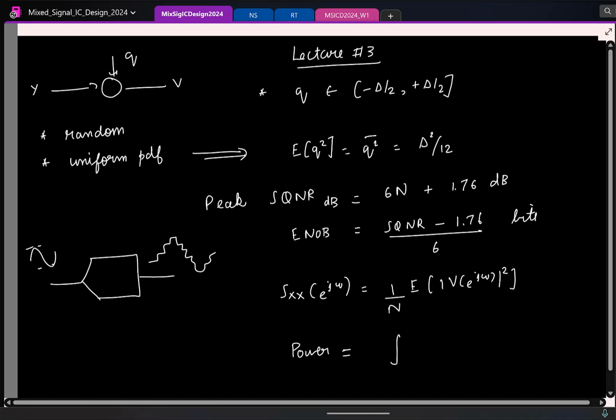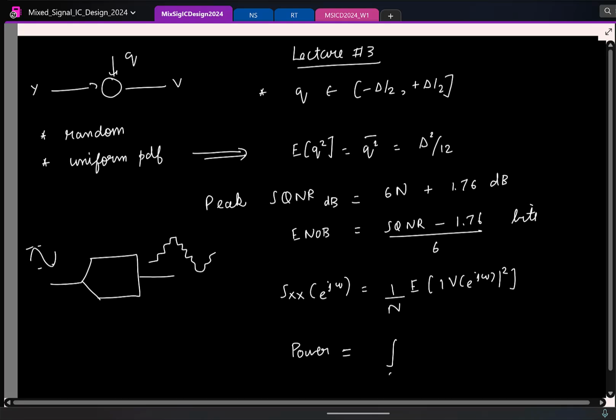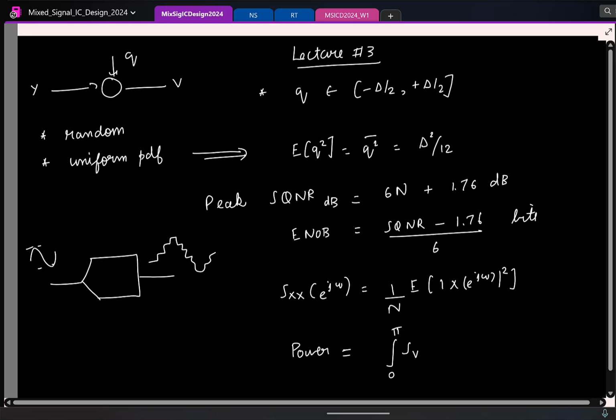This is a discrete time thing, but remember omega is still continuous. So what is the range of values with which I integrate it? Yeah, it's any interval of 2 pi, or if it's a single sided power spectral density, you would call it from 0 to pi. Sorry, I messed this up. This should be x. So this is basically Sxx of e power j omega d omega, and whenever you have omega as the variable, you have the scaling factor of 1 by 2 pi. And this is one sided.